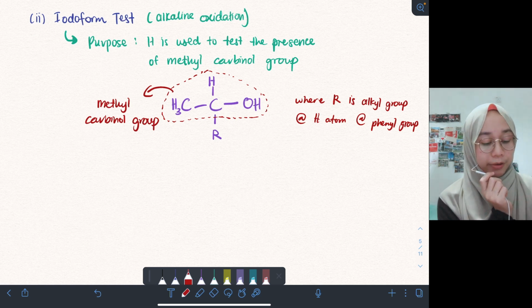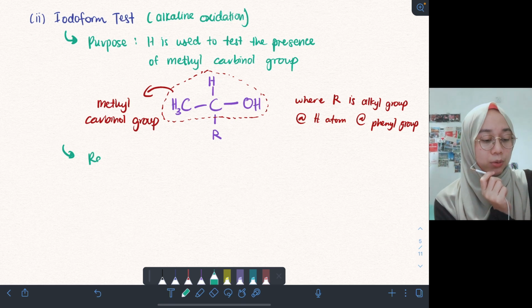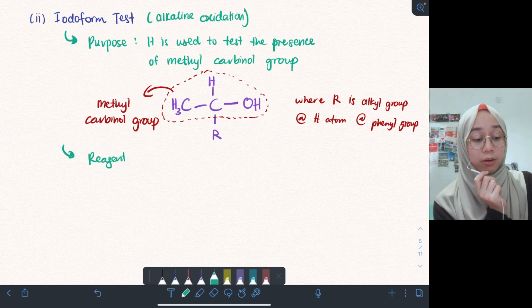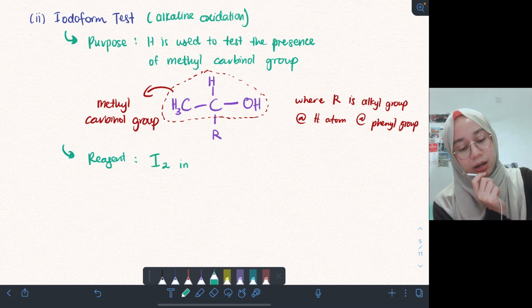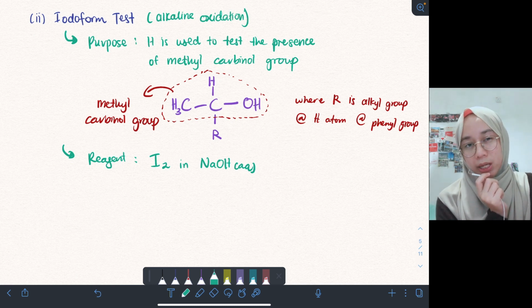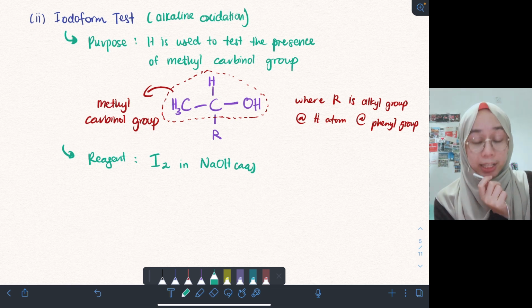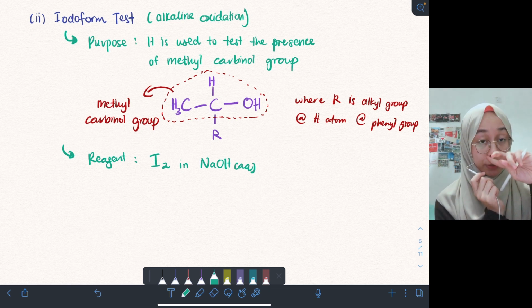So kita tengok dia punya reagent pula. So in terms of reagent dia pula, kita akan guna iodine, nama pun iodoform. Okay, so obviously we need iodine. So iodine in aqueous sodium hydroxide solution. Okay, so iodine in NaOH. So sometimes NaOH tu kita tulis penuh NaOH, but sometimes we can just use the ion there, which is OH negative. Okay, so nanti kita tengok lah in terms of dia punya equation nanti.